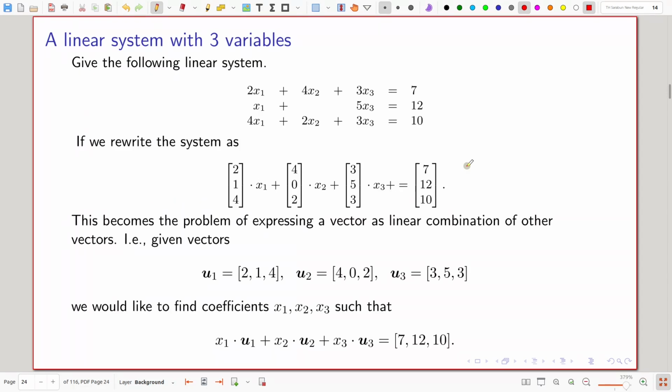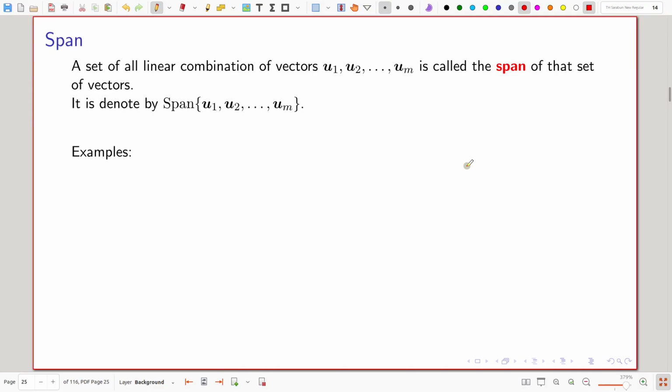Now another important concept is called a span. A span is the set of all linear combinations. A linear combination is a single vector, but if you take all possible linear combinations, you get a span. Let me show you visually.